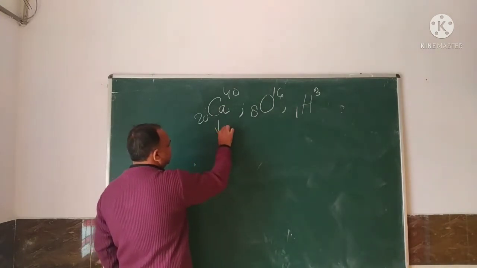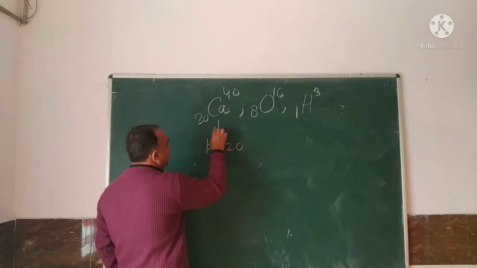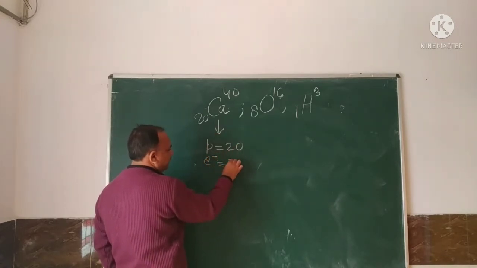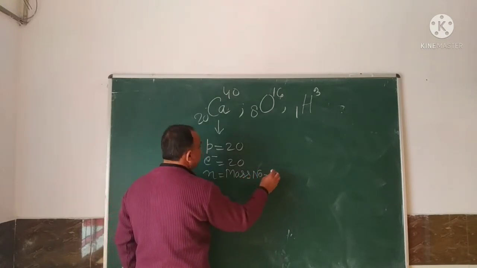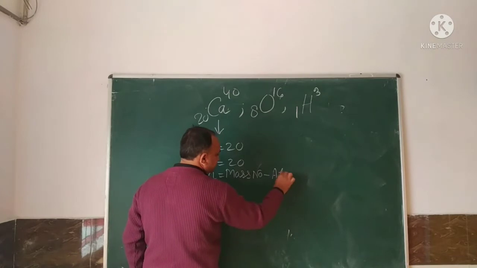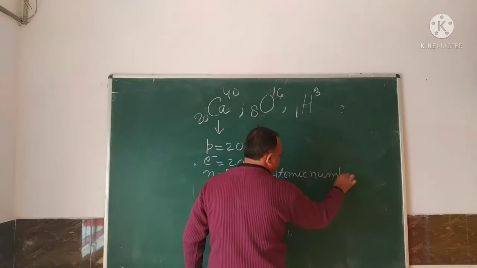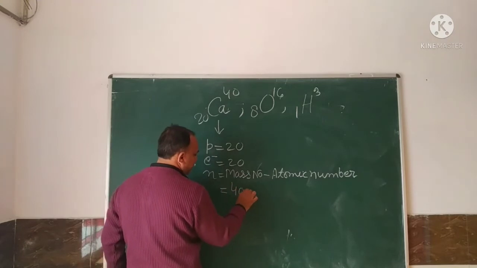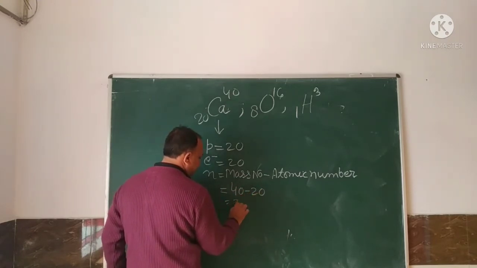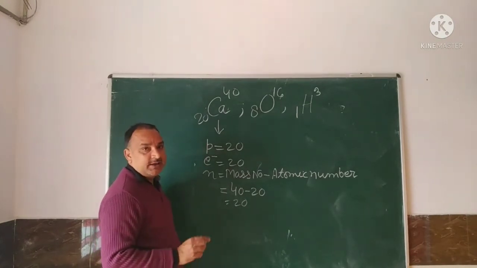Firstly, we take calcium. What is the number of protons? Protons will be 20. And what is the number of electrons? That becomes 20. And now the neutrons, that is the mass number minus the atomic number. That becomes 40 minus 20, that is 20. In this way, we find out the number of electrons, protons, and neutrons.